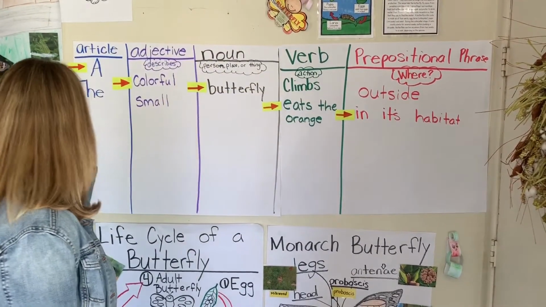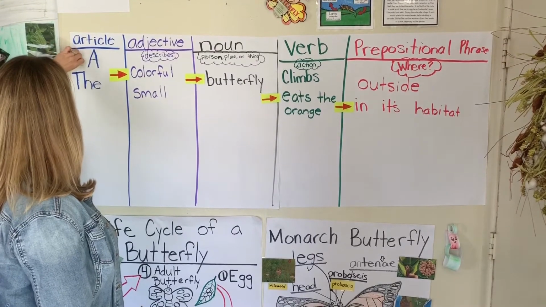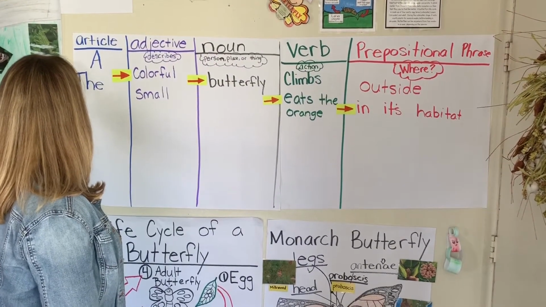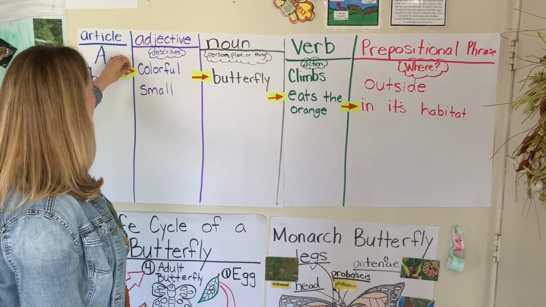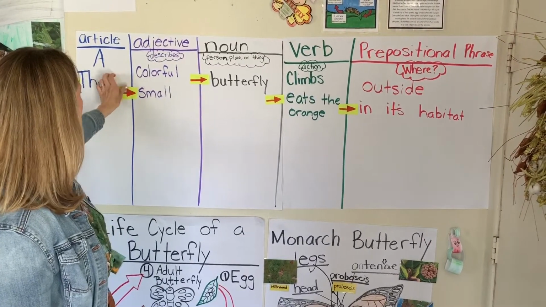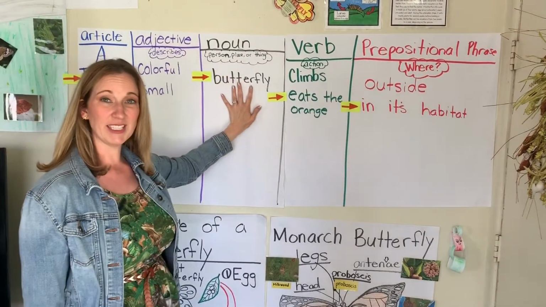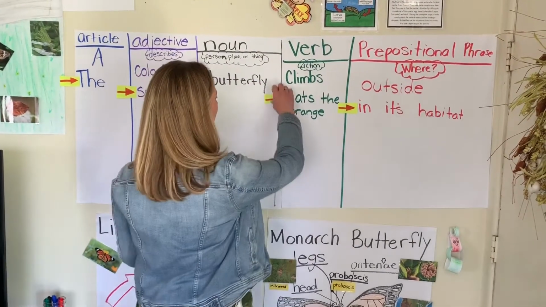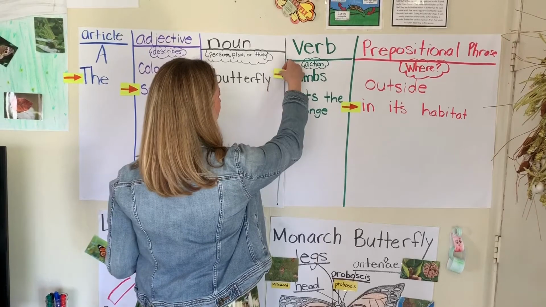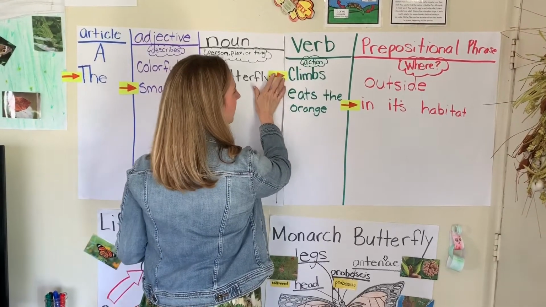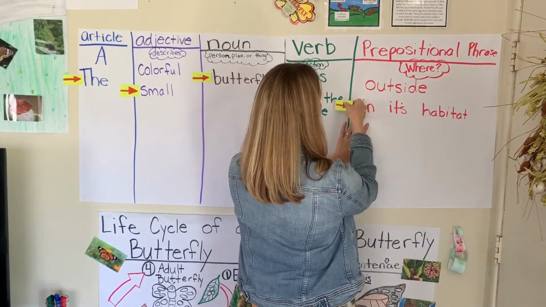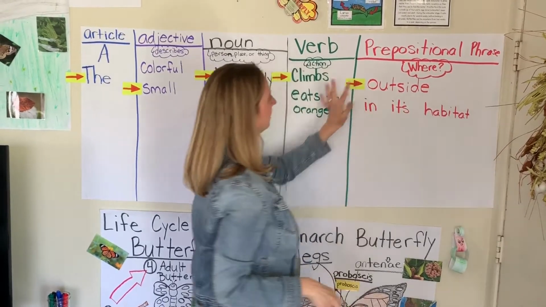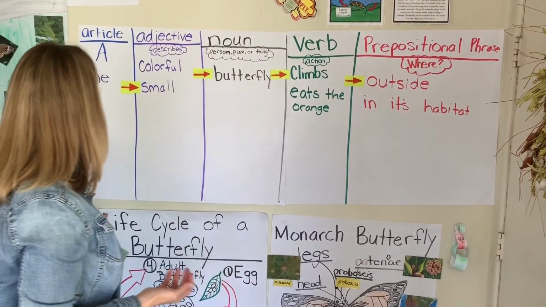Okay, now let's mix it up. I'm gonna move this down, and I'm gonna change the adjective to small, and I'm gonna leave the noun the same because we're still talking about the same thing, the butterfly. And I'm gonna move this arrow up to climbs for the verb. And then for where, I'm gonna write outside. Okay, and now we can sing the song again.